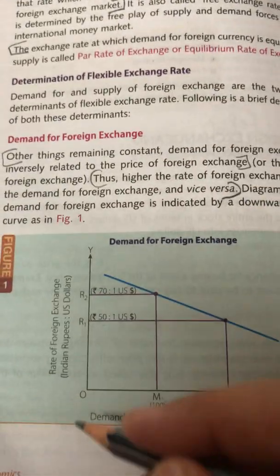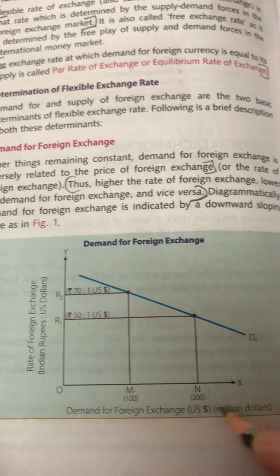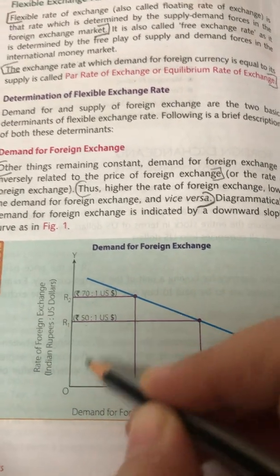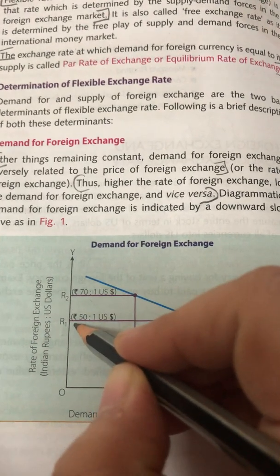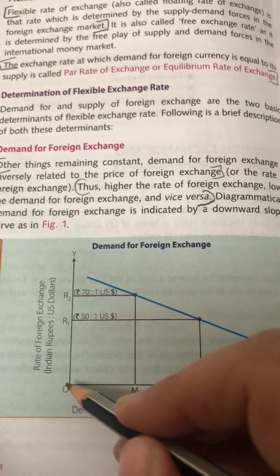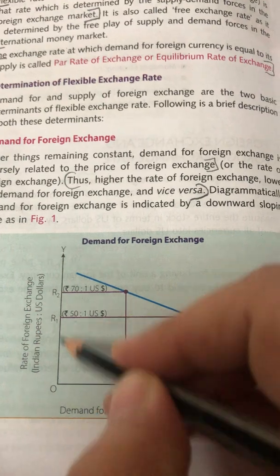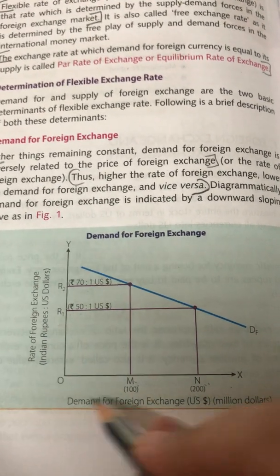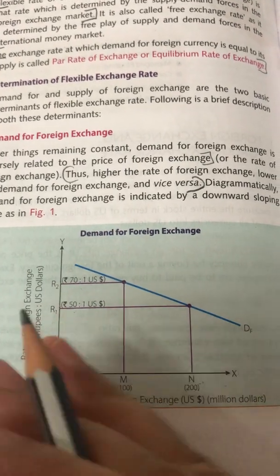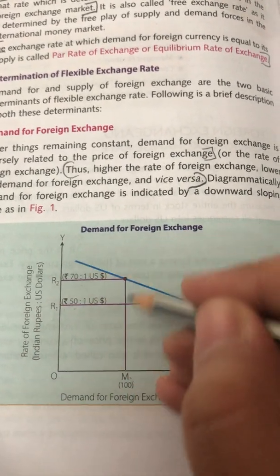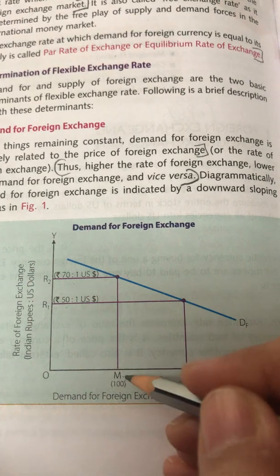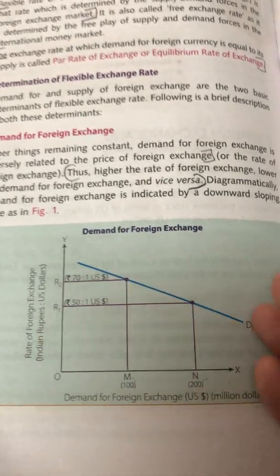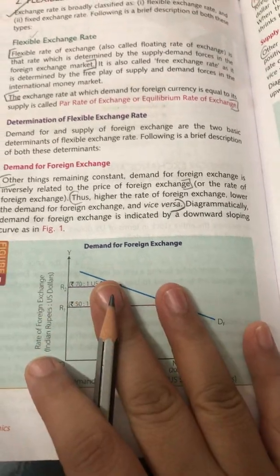So if the rate of exchange is big, nobody is going to demand foreign exchange. When the rate is OR1, the demand is ON, and when the rate goes up from OR1 to OR2, the demand falls from ON to OM. You can take this vice versa also. If the rate is OR2, the demand is OM, and if the rate is falling, then demand is increasing. You can write it either way. So this is the demand for foreign exchange.